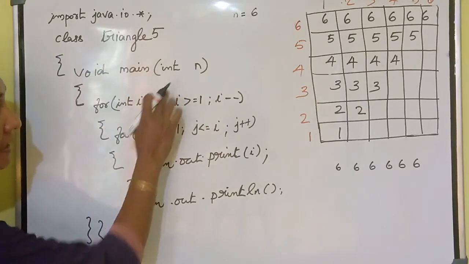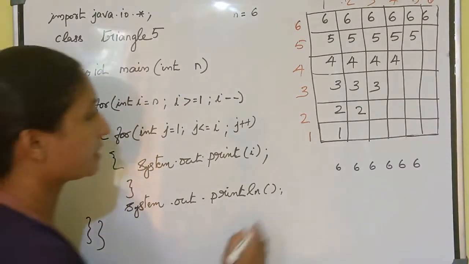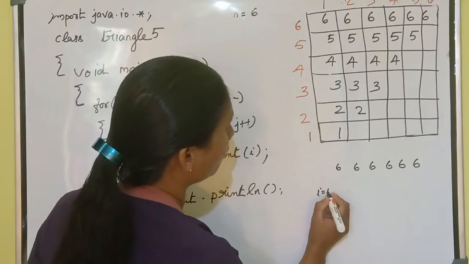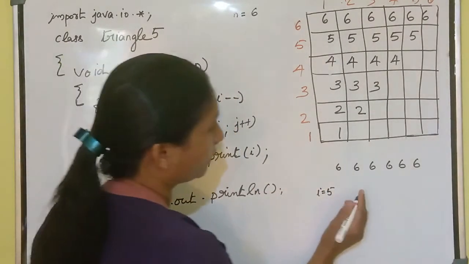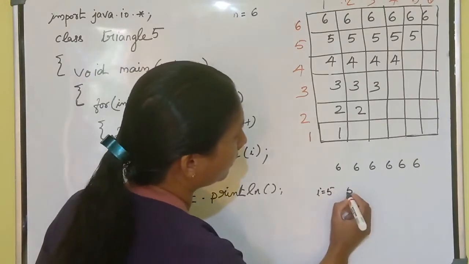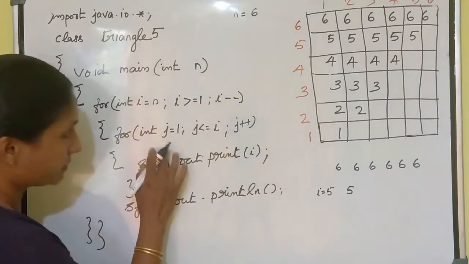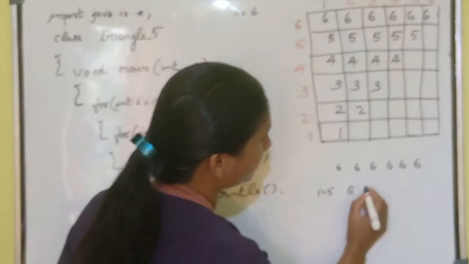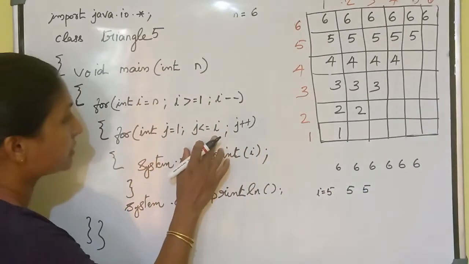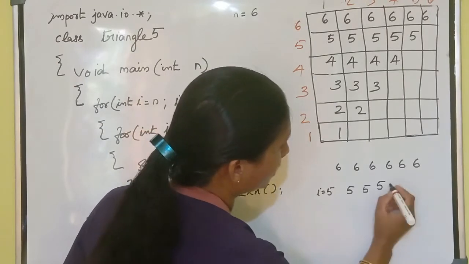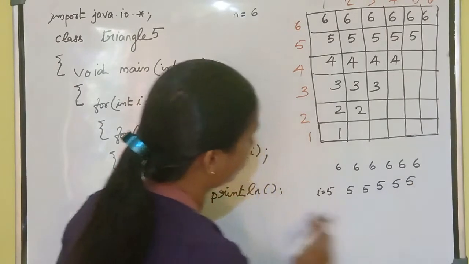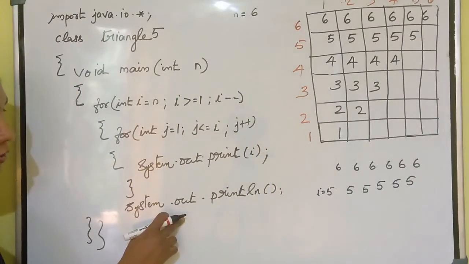Then the value of i is decreasing. That means now the value of i is equal to 5, but j starts from 1. That means the first time we get the same value of i, 5. Next time j is equal to 2, again you will get 5. How many will you get? 5 columns, because the limit of j is equal to i. Again it will go to the next line.